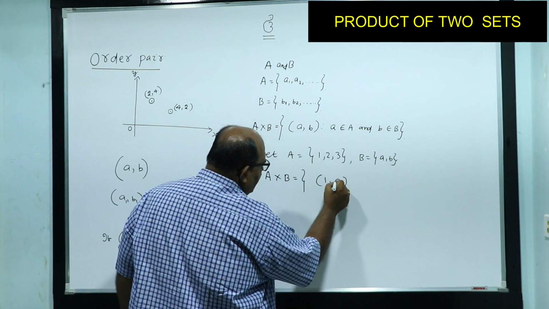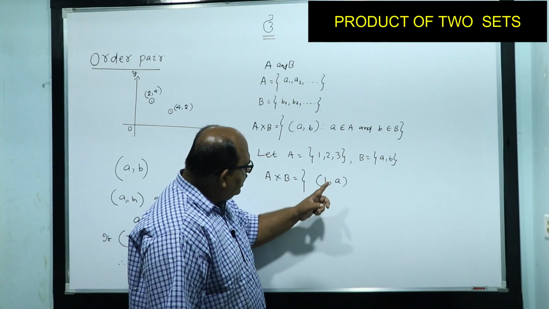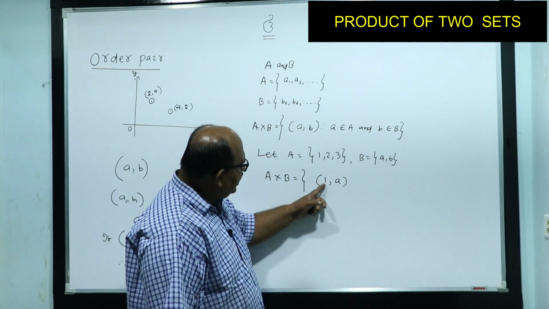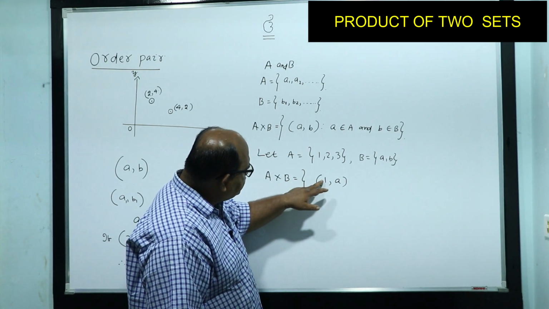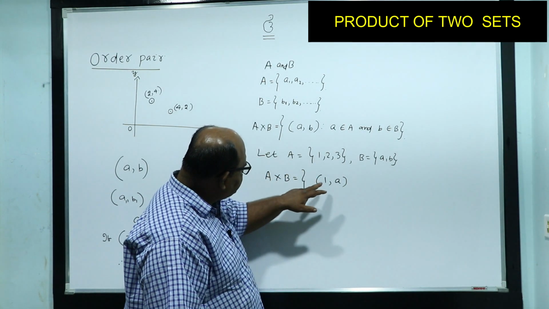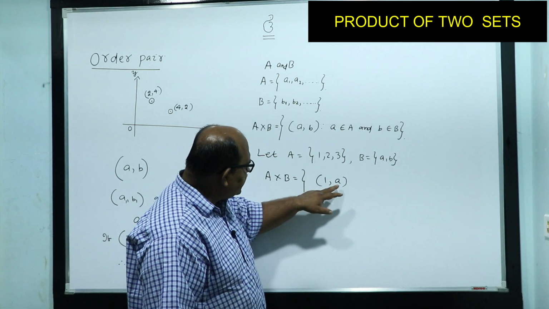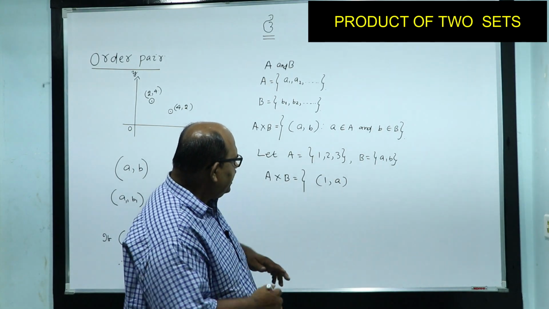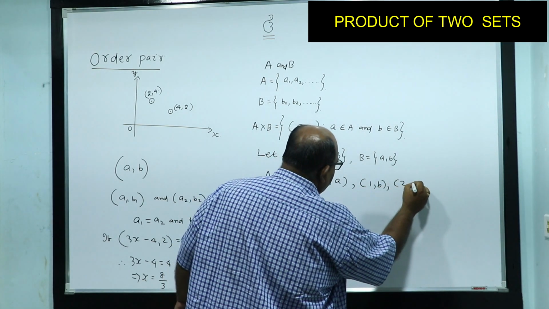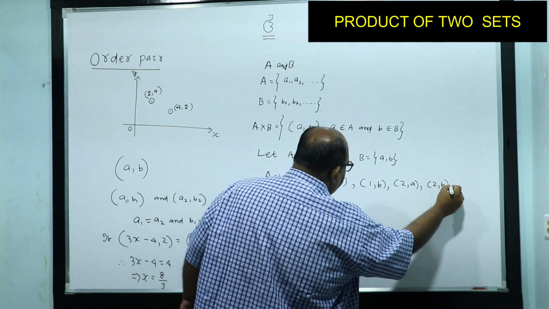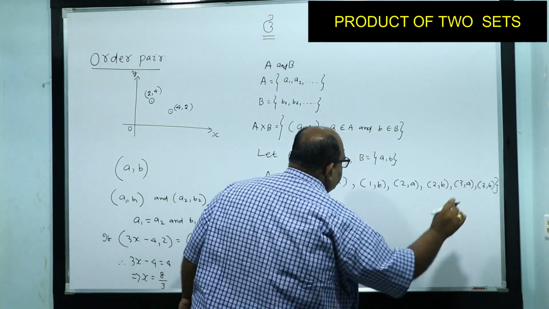So one example is (1, a). Then also I can write (1, b), (2, a), (2, b), (3, a), (3, b). Because in the place of the first constituent, all elements of the first set will be present, and in the second constituent, all elements of the second set will be present. So what we will get? (1, a), (1, b), (2, a), (2, b), (3, a), (3, b). Okay.